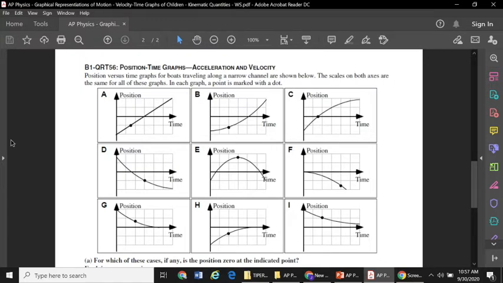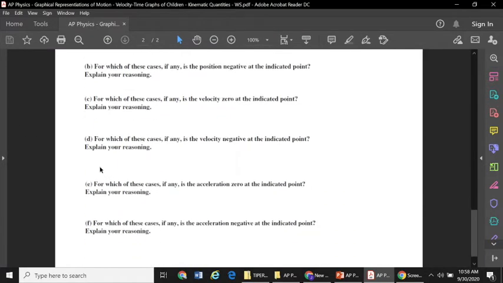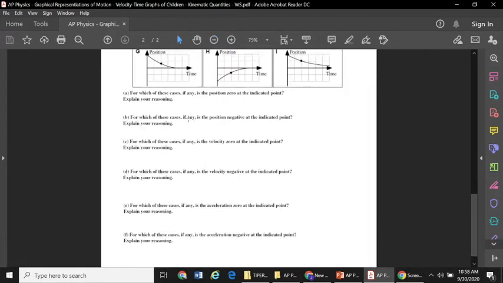It says here, again, this is B1 QRT 56, this is one of those qualitative translations where you take a number representation like a graph and you translate it into words. It says position versus time graphs for boats traveling along a narrow channel are shown below. The scales on both axes are the same for all these graphs. In each graph, a point is marked with a dot, and I hope that's obvious looking at each of those graphs. And there's a series of questions, 6 questions underneath, that I want to take a look at.